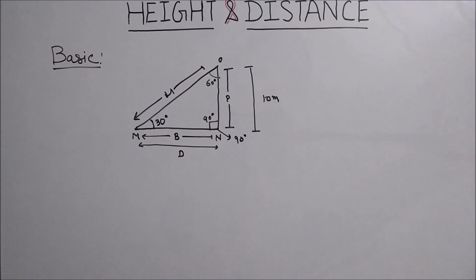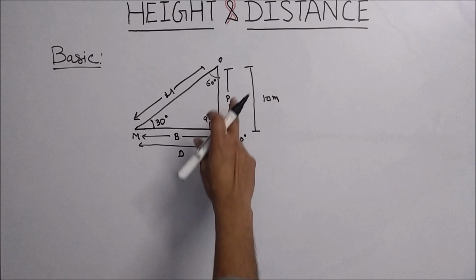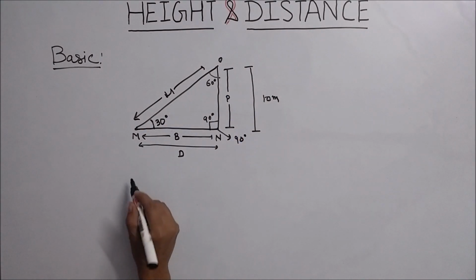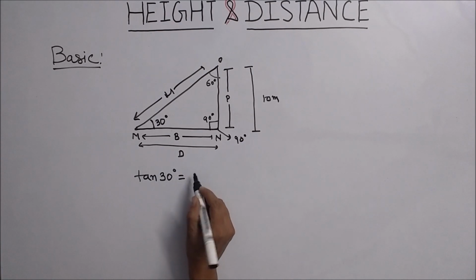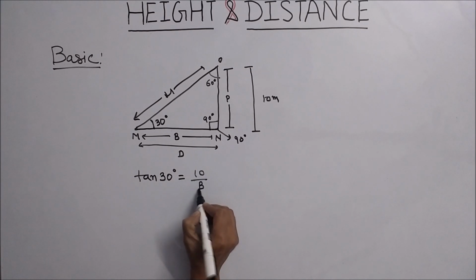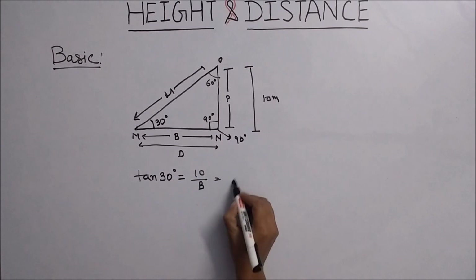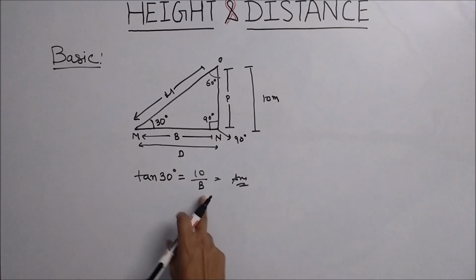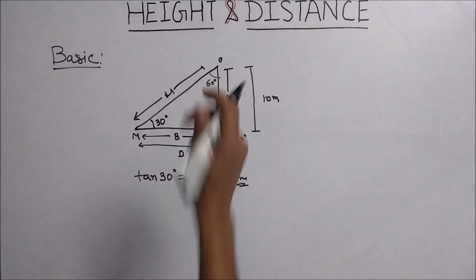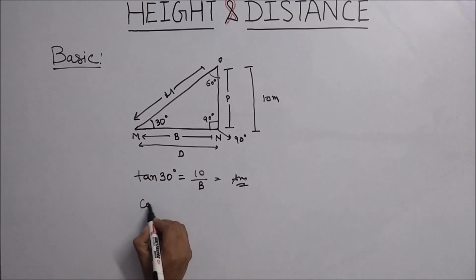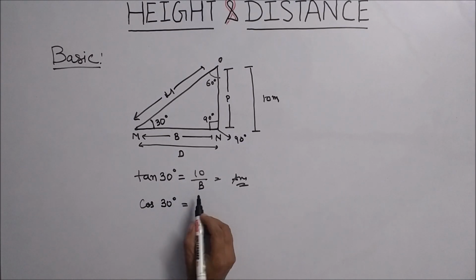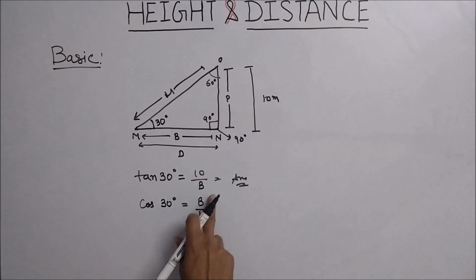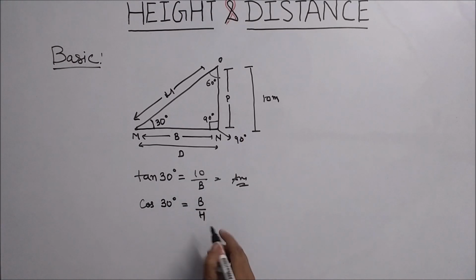Now what we generally do, if we have to find the base and we have already been given the height of the tree, we just directly do tan 30 is equal to 10 by B and we get the answer. Simply by putting the value of tan 30 we get the value of the base. If we have to find the value of the hypotenuse, what do we do? Cos 30 is equal to base upon hypotenuse. From here we get the value of the base, and when we put the value of the base here, we get the value of the hypotenuse as the answer.